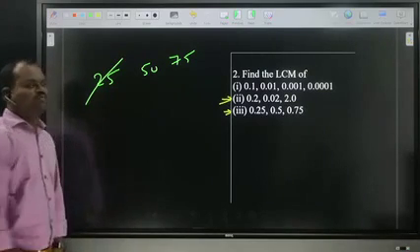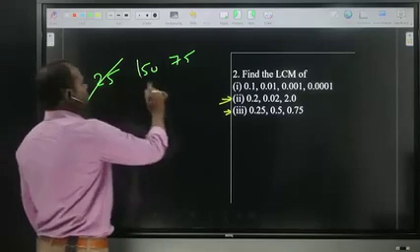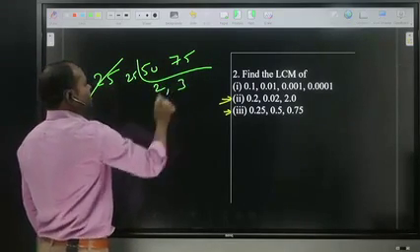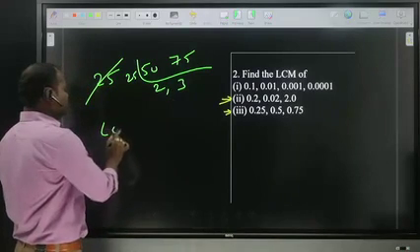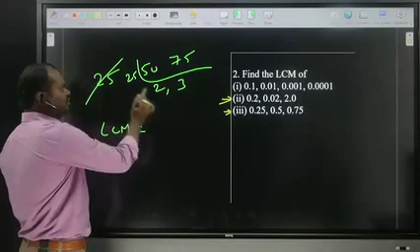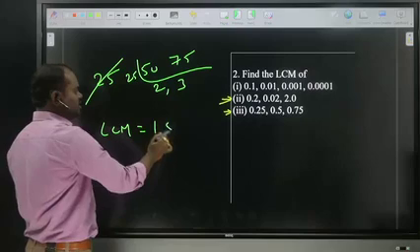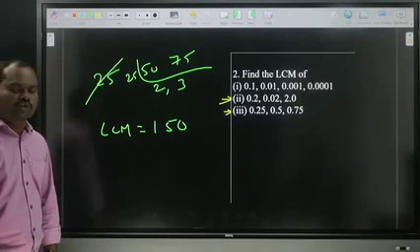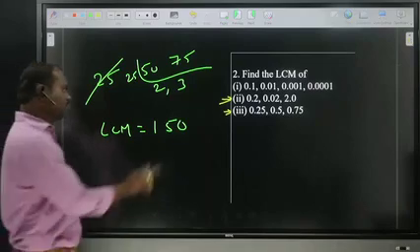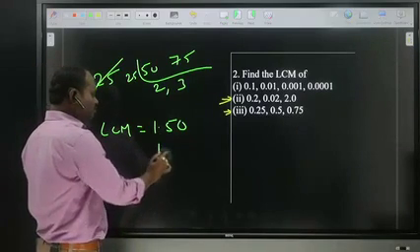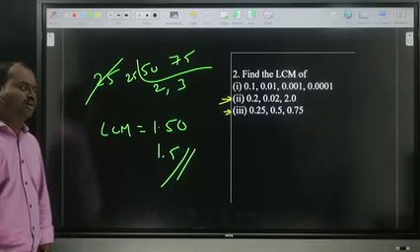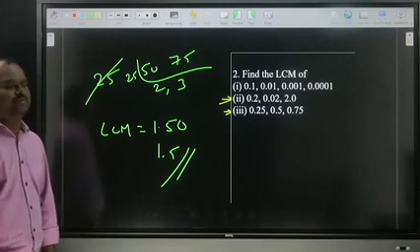For the balanced numbers, take the LCM. 25 twos, 25 threes. So what is the LCM? 25 twos are 50, 3 fives are 150. Actually 150, but our numbers are decimal numbers. We should put back the point after two digits: 1.50. So the LCM is 1.5. Right? That is clearly right. Very good.